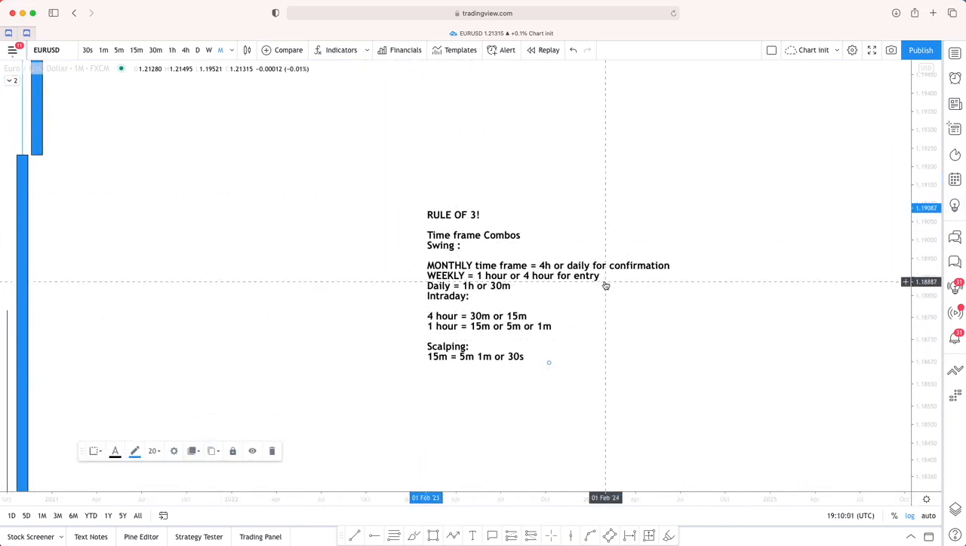So that's the rule of 3. That's how to do a rule-based way to follow which time frame you're going to use. Understand what kind of trader you wish to be, whether you want to swing trade, intraday, or scalp. And yeah, hopefully this helps. Again, you don't have to use this method if you don't want to. It's more if you're lost in terms of what time frame to use.